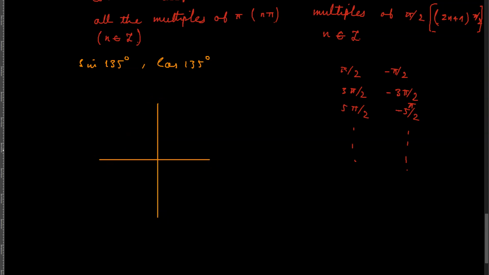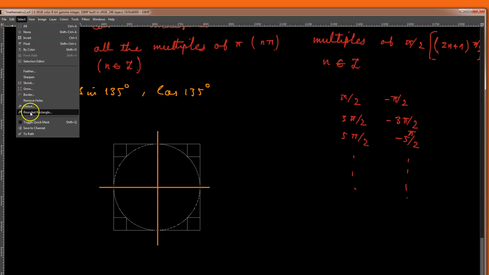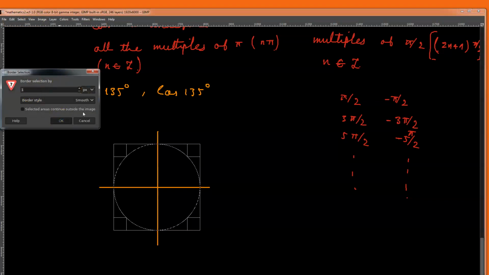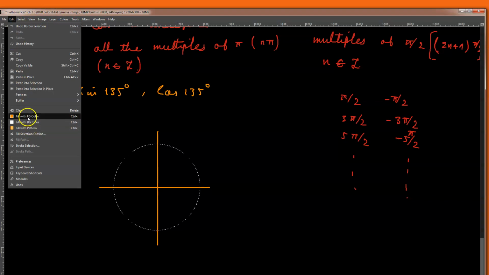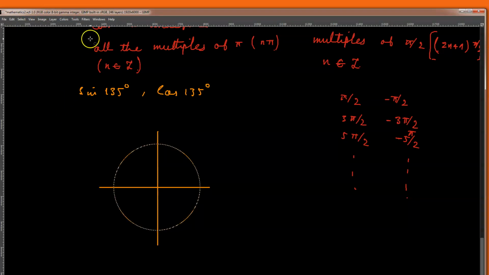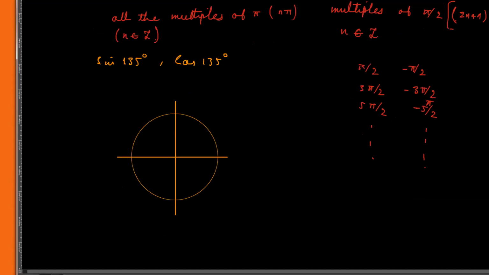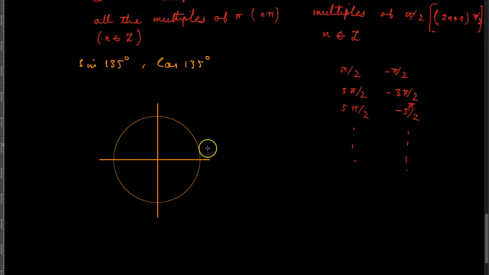So suppose that you have the unit circle here, and that is my unit circle, right? Now this is 45 degrees, this is 90 degrees, and this is 135 degrees.